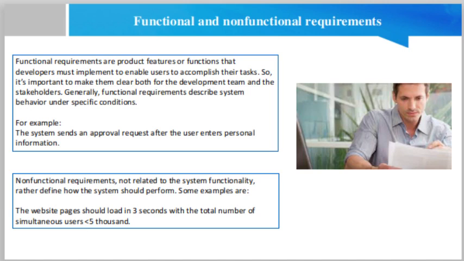A search feature allows a user to hunt among various invoices if they want to credit an issued invoice. The system sends a confirmation email when a new user account is created. Non-functional requirements are not related to the system functionality, rather they define how the system should perform. Some examples are: the website pages should load in 3 seconds with a total number of simultaneous users less than 5,000. The system should be able to handle 20 million users without performance deterioration.